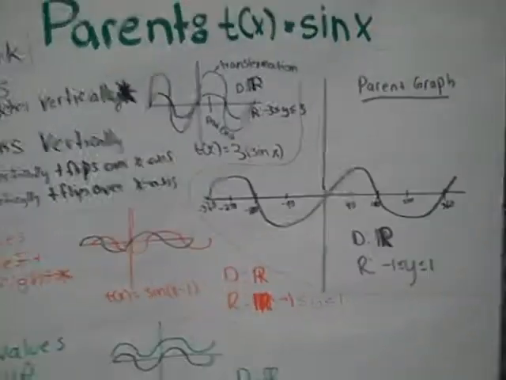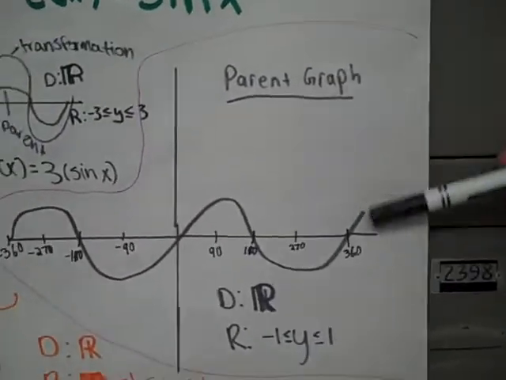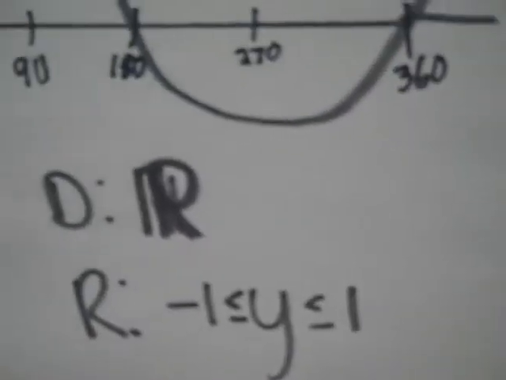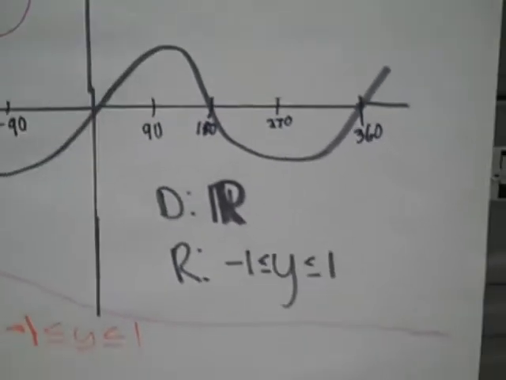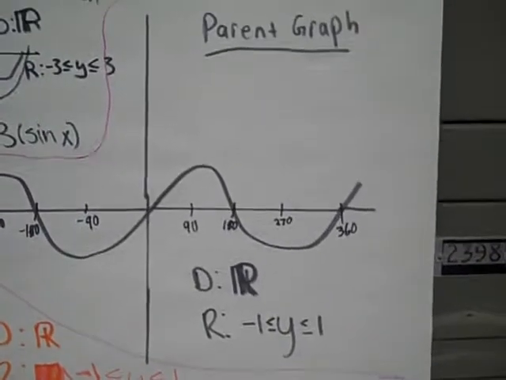So our parent function is t of x equals sine x. Here is our parent graph. It's a cool little wavy line with intercepts at negative 360, negative 180, 0, 180, and 360. The domain is all real numbers, and the range, y must be greater than or equal to negative 1 and less than or equal to 1.